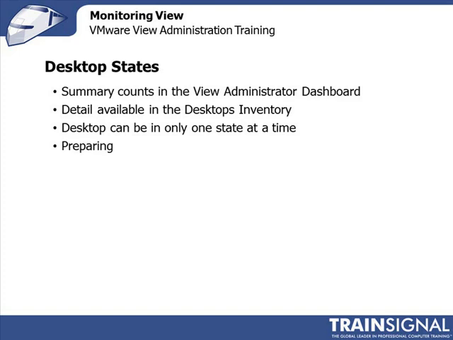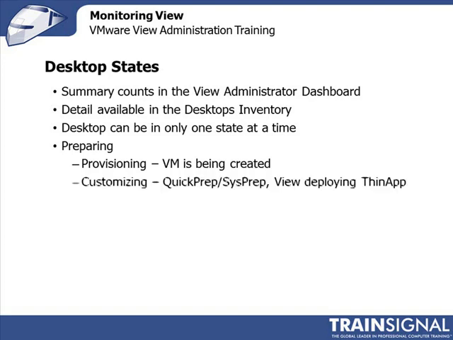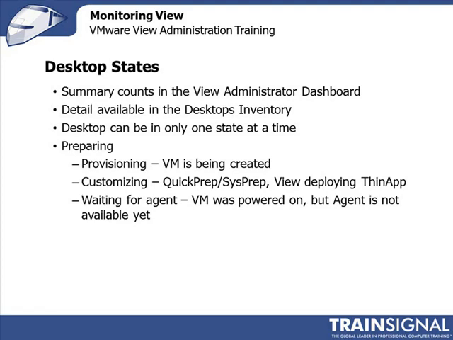The first is preparing, where a desktop can be in a provisioning state while it's being created. A VM is in a customizing state while it's going through the QuickPrep or Sysprep process or having ThinApp applications deployed to it. The waiting for agent status tells us that the VM was powered on, but the agent hasn't started up and reported back to the connection server yet. The deleting state identifies that a VM has been marked for deletion. This could be due to an administrative action or as part of the logoff process.